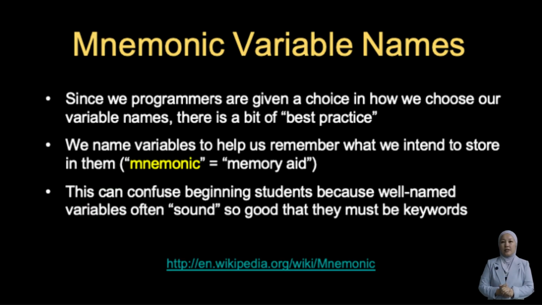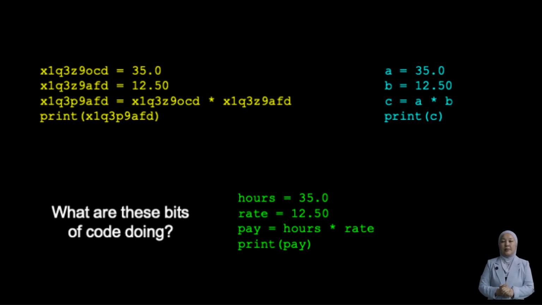Rules tell us what is allowed, but best practice tells us what is wise. You should use mnemonic variable names, names that serve as a memory aid for what the variable represents. Compare these two code snippets. The first uses cryptic names like x1q3z9ocd. What does it store? Who knows? The second uses clear names, hours, rate, pay. Instantly, you understand the program's purpose. It calculates pay from hours and rate. As a beginner, you might think words like hours or pay sound so natural they must be keywords, but they're not. They are your choice. Choose wisely to make your code self-documenting.